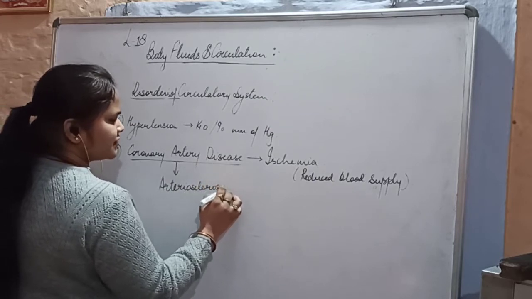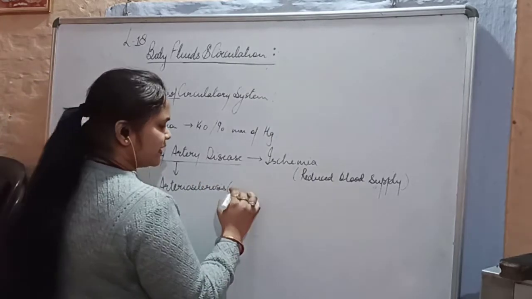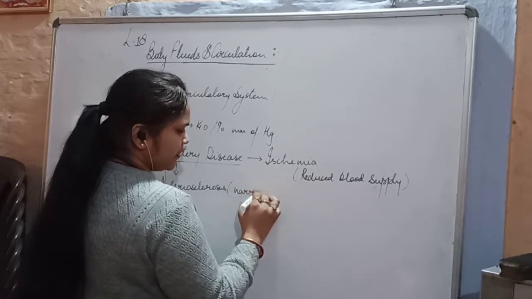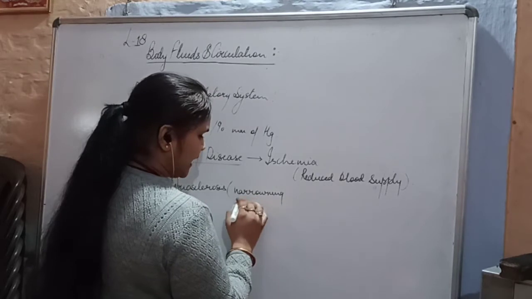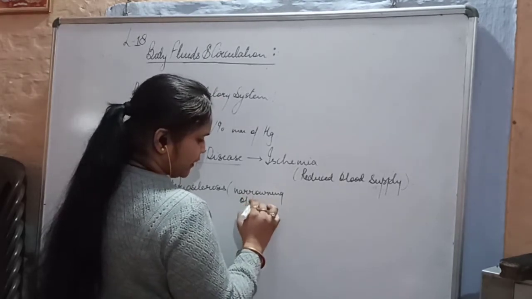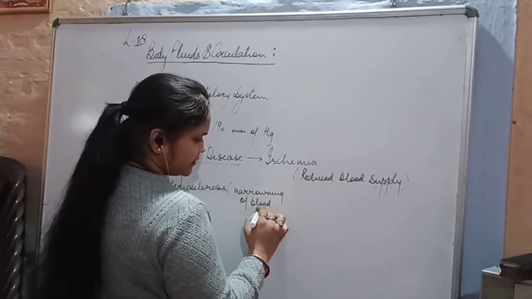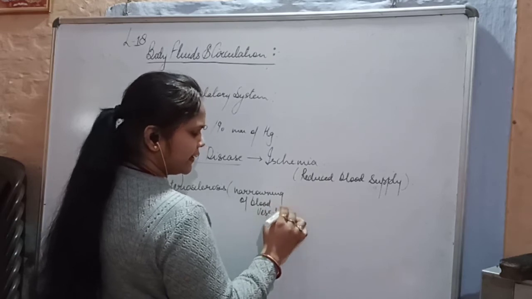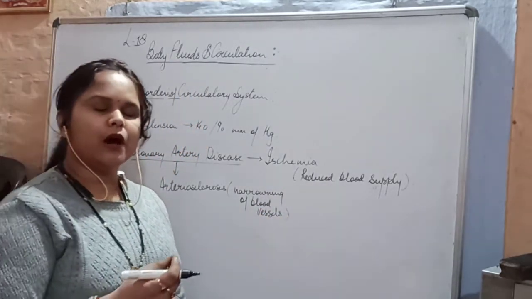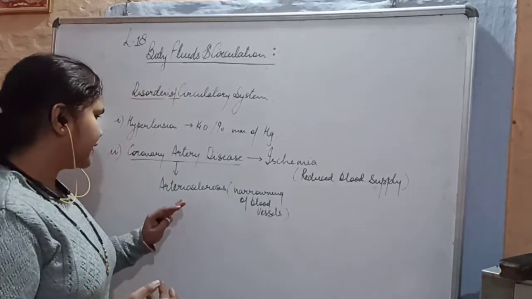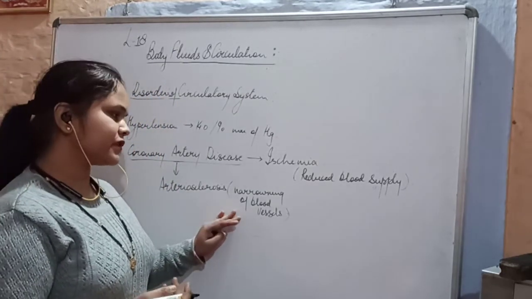Arteriosclerosis. Now what is this arteriosclerosis? There is a narrowing of blood vessels. Now why do these blood vessels get narrow? Due to the deposition of calcium, cholesterol or fatty agents. So this condition is called arteriosclerosis.